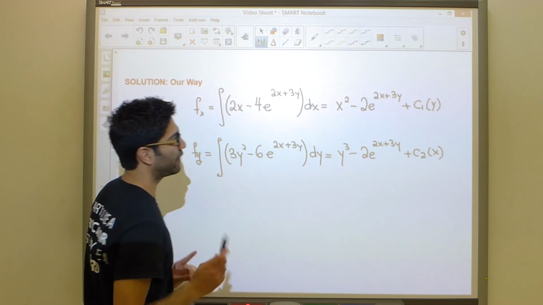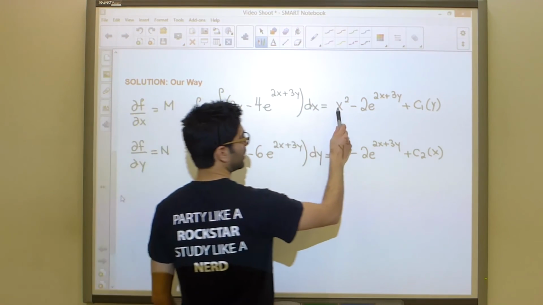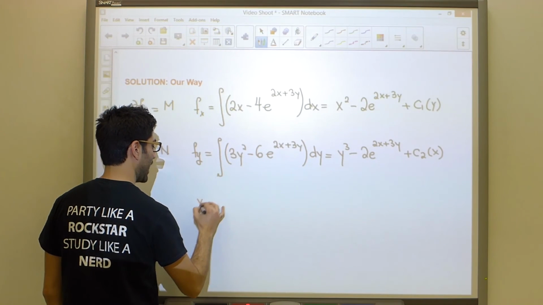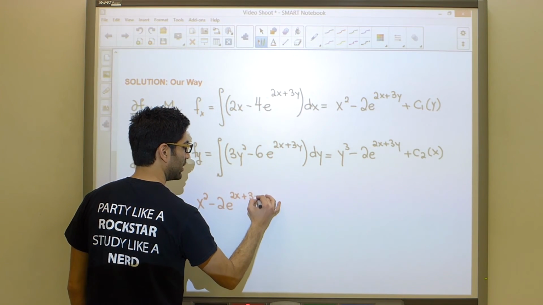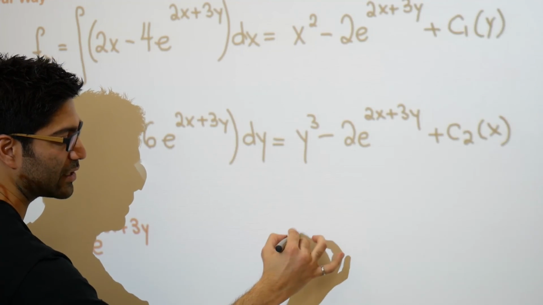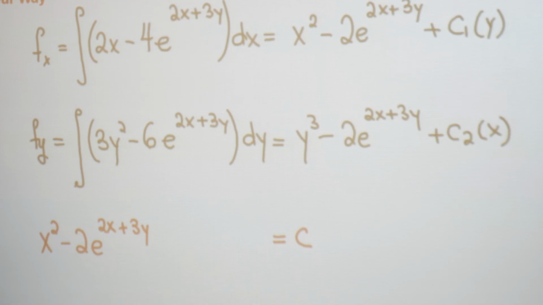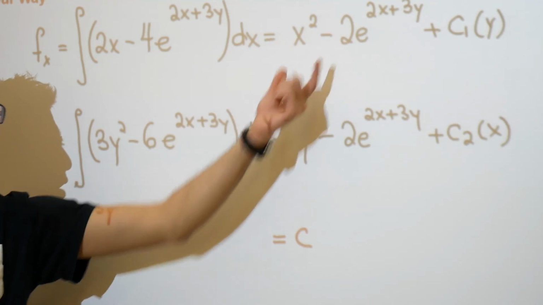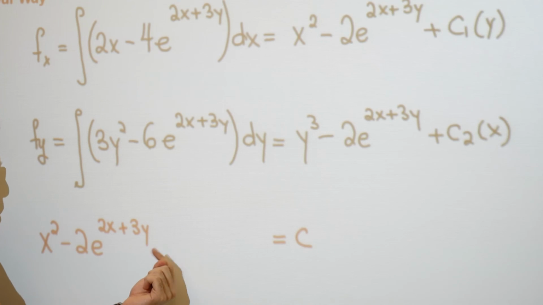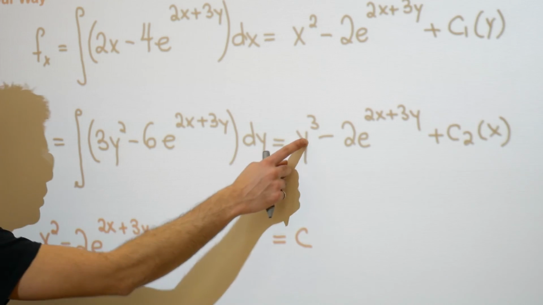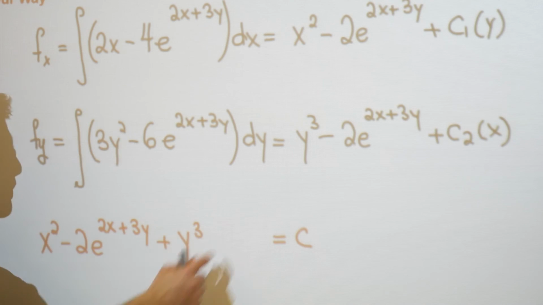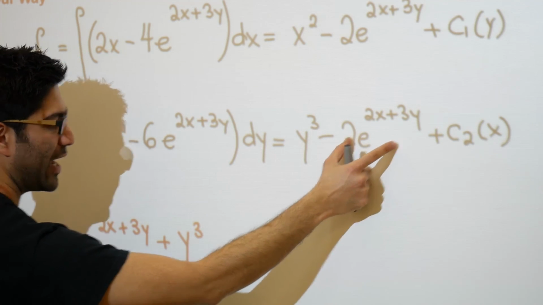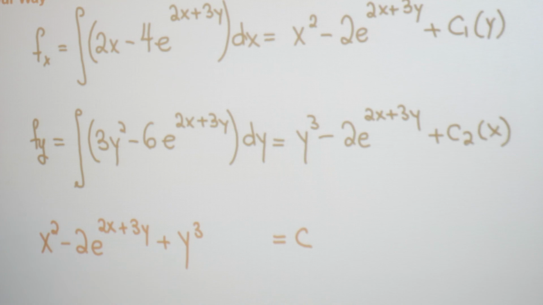So when it comes to writing down our final answer, we're going to start with the first answer that we have here. So x squared minus 2e to the 2x plus 3y. We'll ignore the c. Remember, our answer always is equal to c, so that'll encapsulate those two guys. So this is my first answer. Now I move to the second one, and I simply slap on every piece that I don't already have. So, y cubed. Do I have a y cubed here already? Nope, so I'm going to slap that on. Next piece, minus 2e to the 2x plus 3y. Do I already have that? I do, so I don't tack it on a second time.